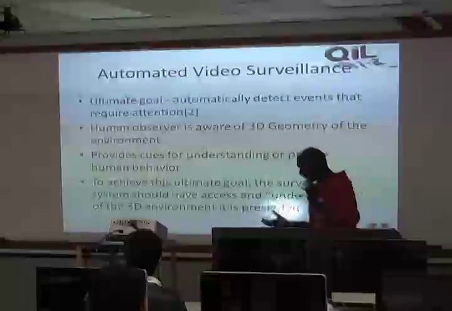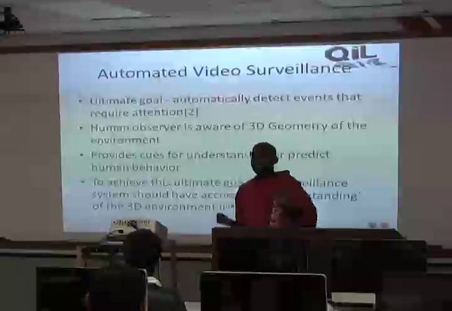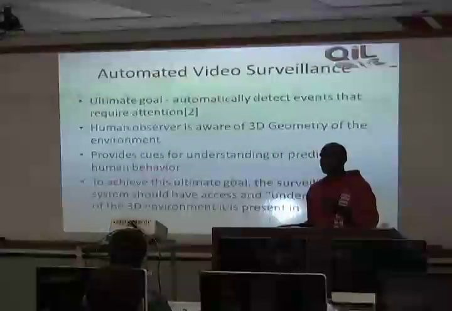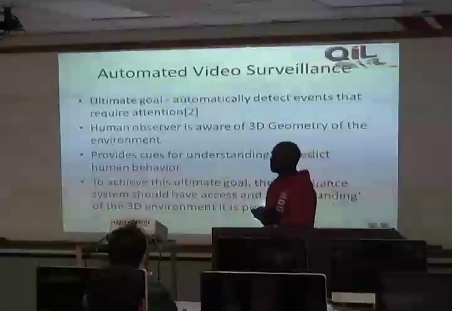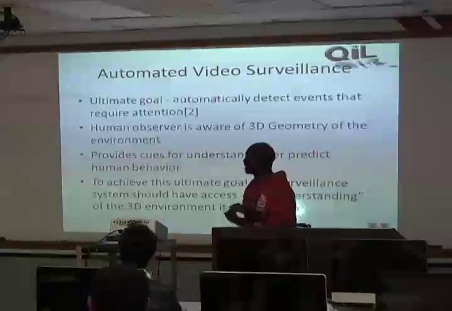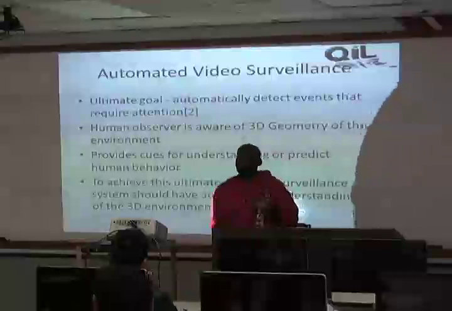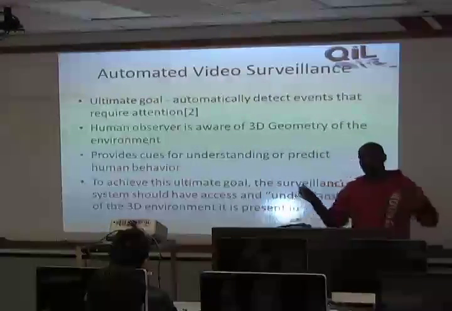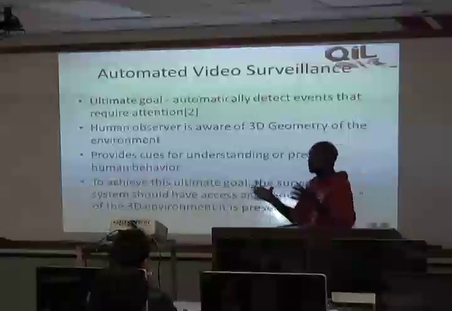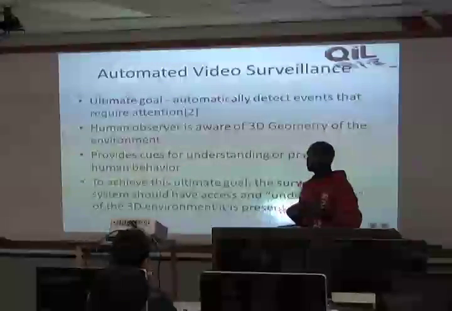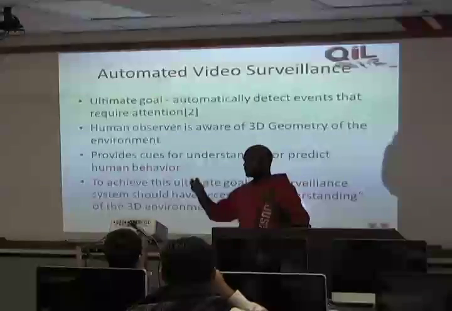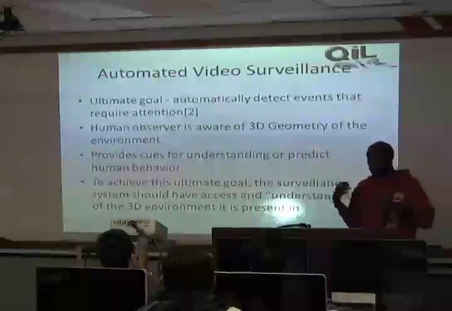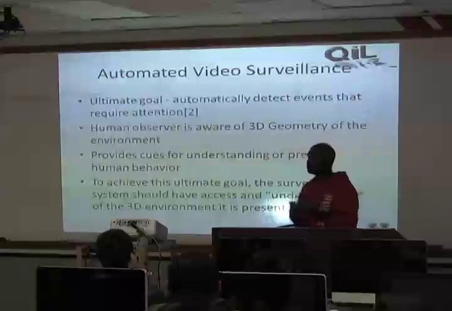Now we have excellent cameras, HD cameras, and excellent displays, and the next step is to automate video surveillance. Now what is automated video surveillance? Automated video surveillance is basically being able to automatically detect events that require attention. If you consider a real world scenario, like an airport, there are going to be a lot of cameras, and then that display of the geometry of the location of the camera. He knows the environment where the camera is located. Now this information will give him cues regarding predicting the human motion.